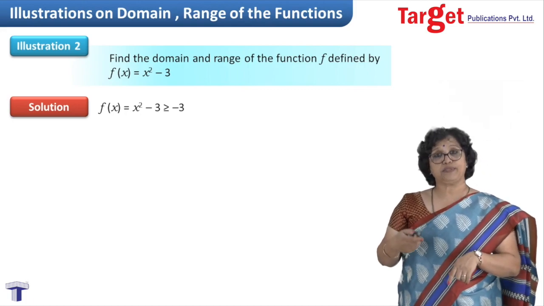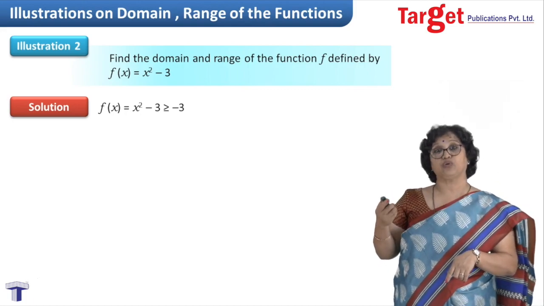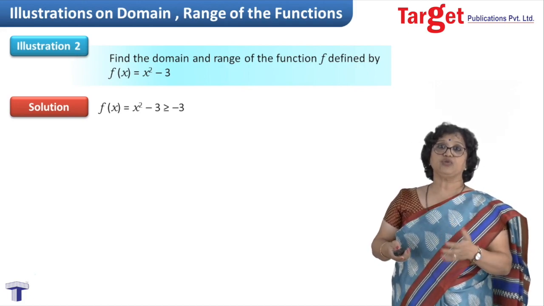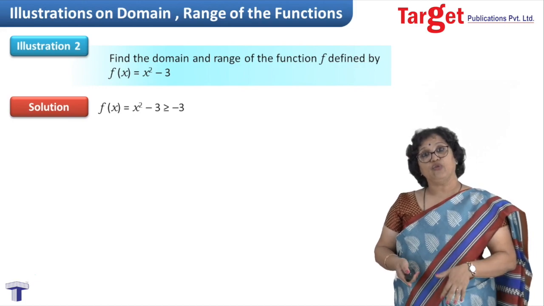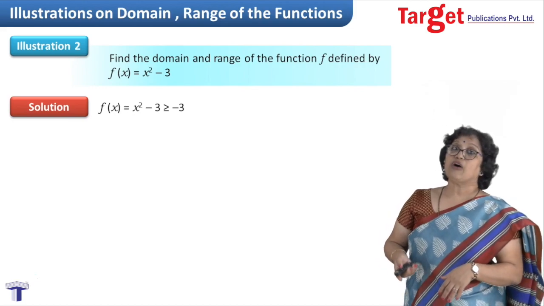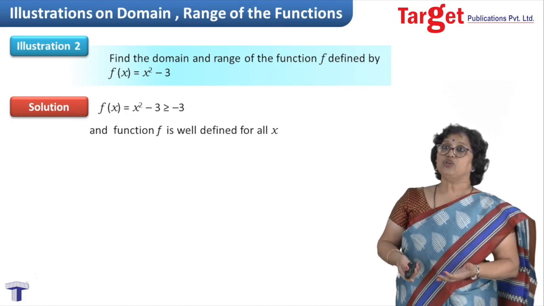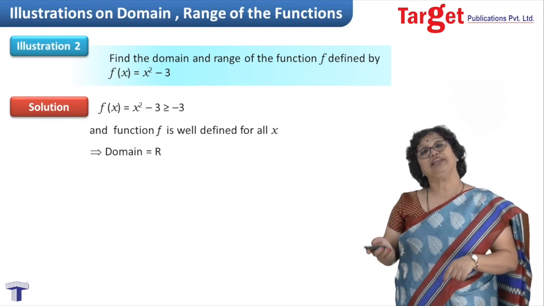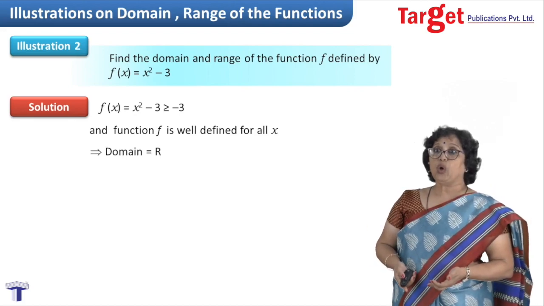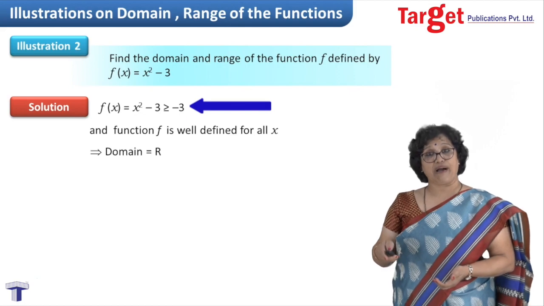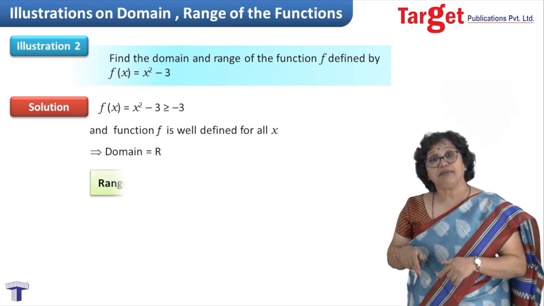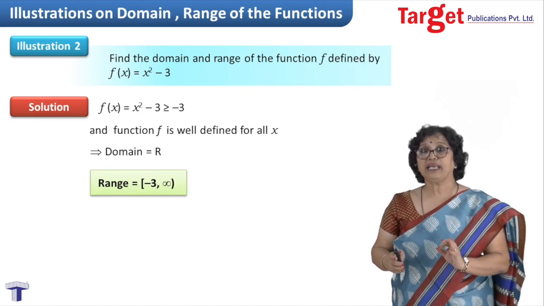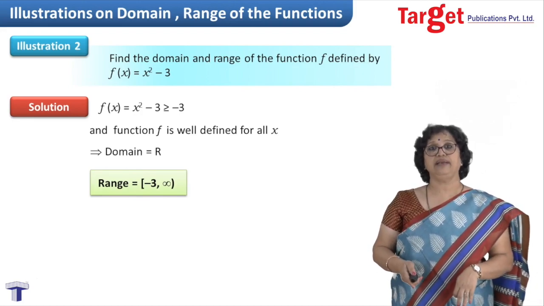At the same time, I observe that x square is greater or equal to 0. So you are adding minus 3 to a non-negative quantity. Obviously, the answer for f(x) would be greater or equal to minus 3. Since the function is well defined everywhere, domain is R, but values of the function start from minus 3, and minus 3 is included. So the corresponding range of the function would be nothing but minus 3 to infinity, with minus 3 closed. I hope you have got some idea how we find domain and range.